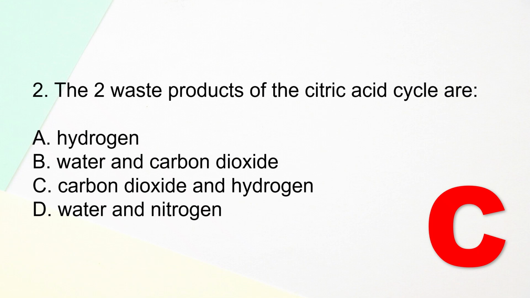For letter A, this is wrong because hydrogen is an incomplete answer. We have another waste product, the carbon dioxide. For letter B, water and carbon dioxide are wrong because water is mainly produced later in the electron transport chain, not directly in the citric acid cycle. And for letter D, water and nitrogen is wrong because nitrogen is not a product of the cycle. So therefore, the best answer is C.